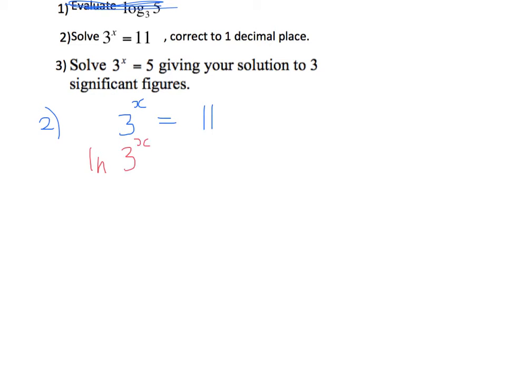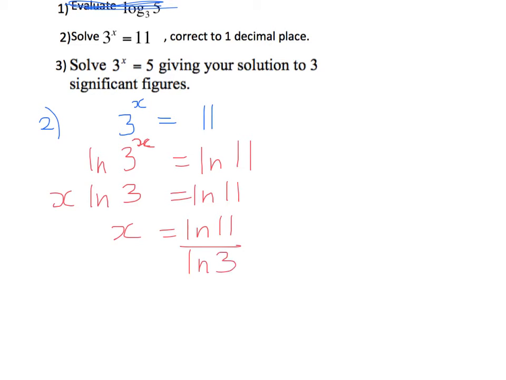So if we were to take the log base e of both sides of the equation, we would get that. Using the third log law, we can bring the x down the front of the log, and then dividing both sides by log 3, we get log of 11 divided by log 3, and you can simply put that in your calculator, and to 1 decimal place, that's going to be 2.2.